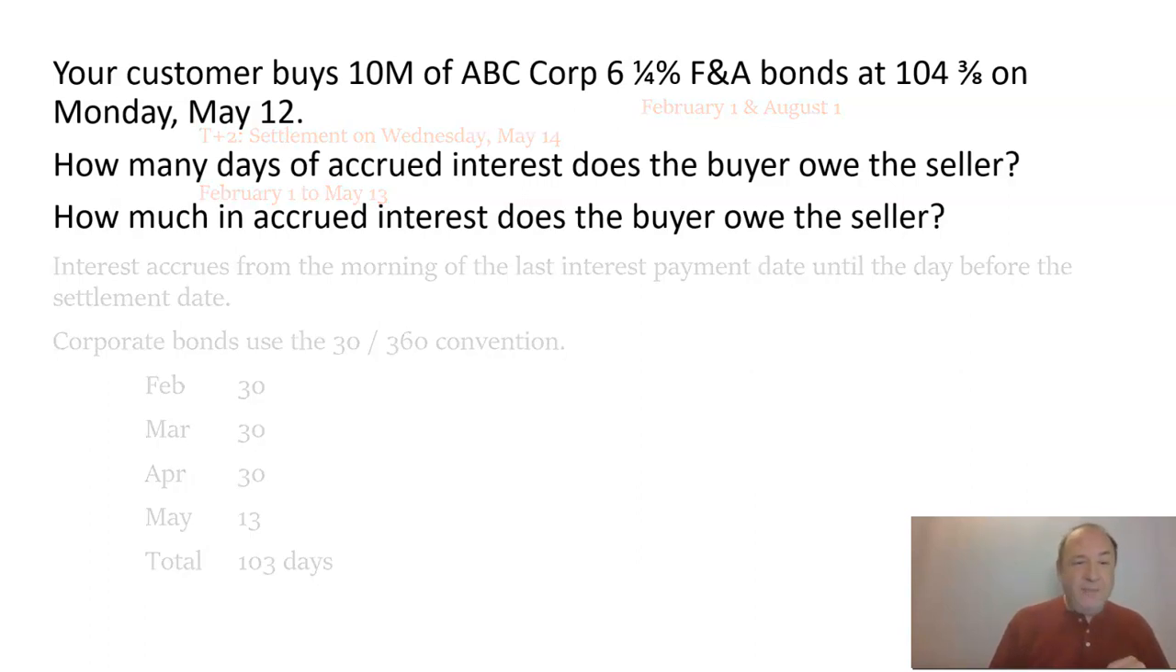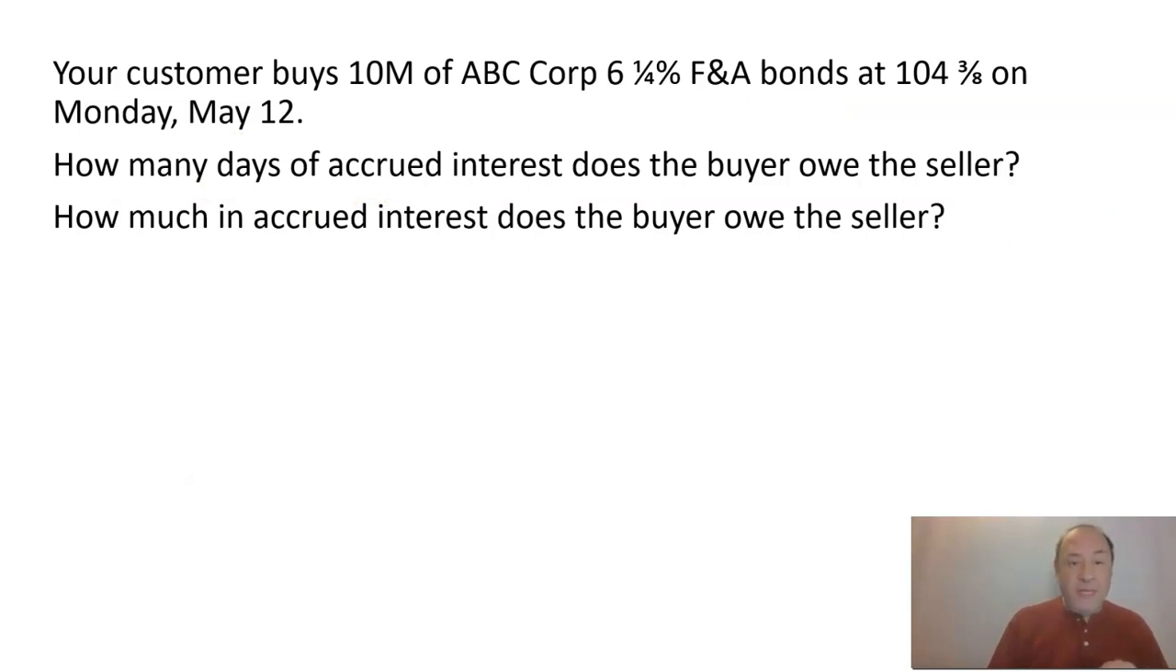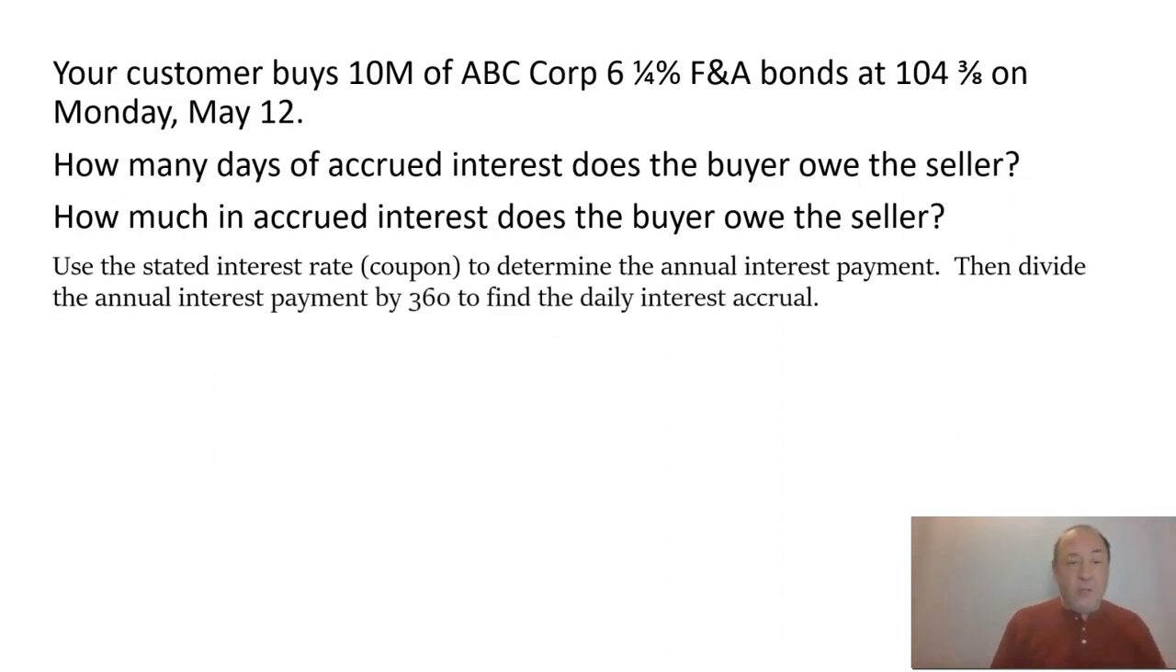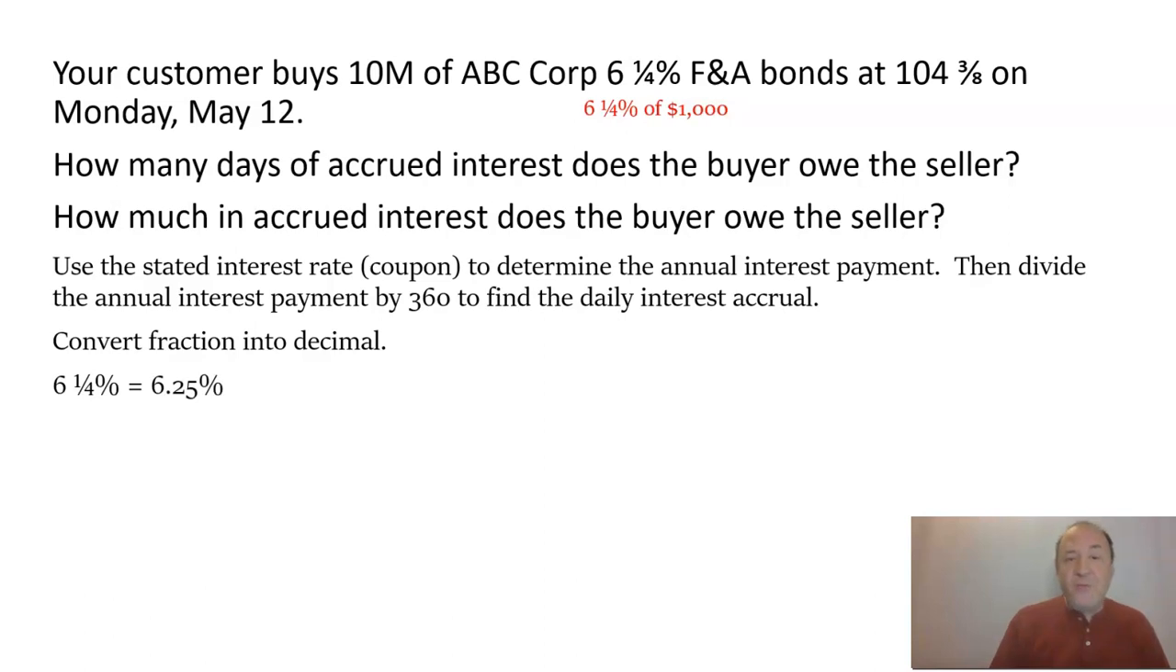Now, how much is that? To figure that out, we have to figure out how much interest does the bond pay? So we're going to use the stated interest rate, or the coupon, to figure out the annual interest payment. And then to figure out the daily accrual, we divide that number by 360. So how much interest does the bond pay? Its stated interest rate is 6.25%, which is 6.25% of the $1,000 face value, or the par value of the bond. Now, how much is 6.25% of $1,000? First step is to convert the percent into a decimal.